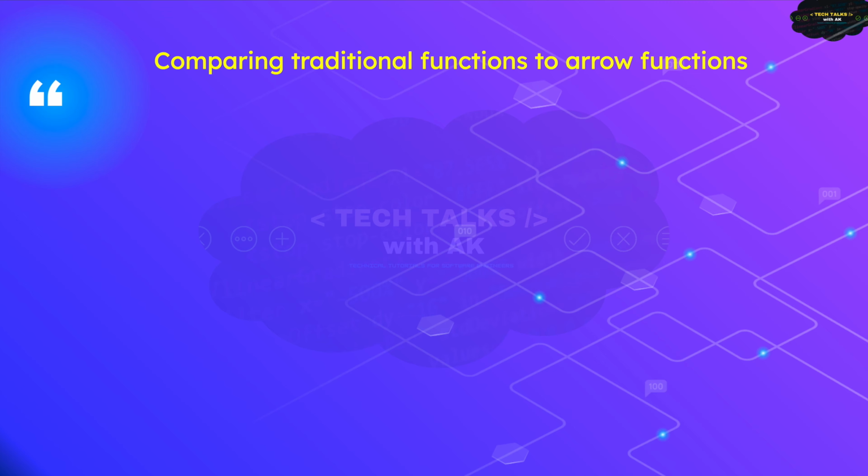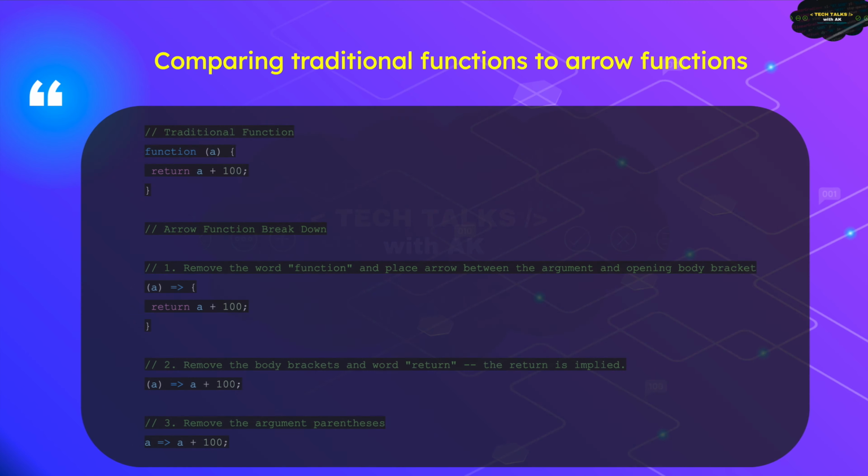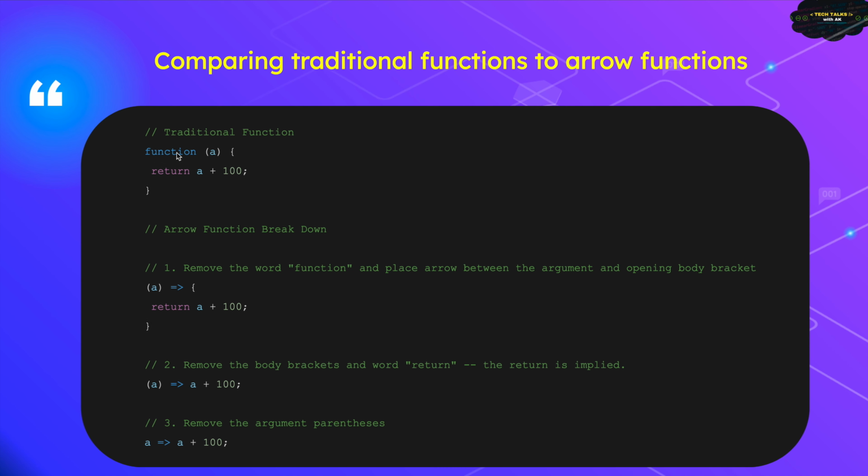Let's now compare traditional functions with arrow functions. Let's take an example of a function which accepts a and returns a plus 100. This is the traditional way of writing a function. To convert this traditional function into an arrow function, we have steps. First, remove the word function and place an arrow between the argument and the opening body brackets. So remove function and put the arrow between this and this curly brace, or body.